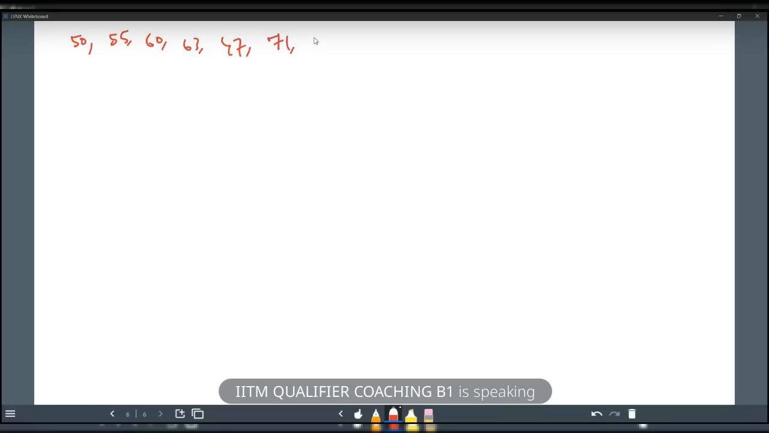71, 79, 82, 85, and another card, 87. These are the marks that 10 students have obtained in their unit test, which is conducted for 100 marks, and our sole aim is to find out the maximum marks.